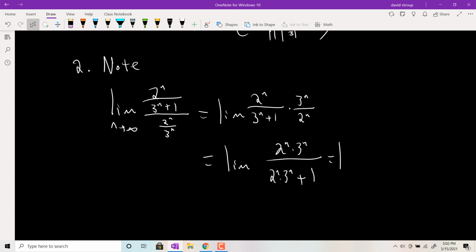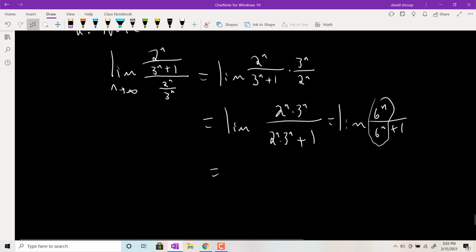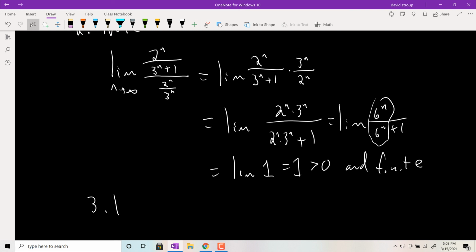If you'd rather, you can write that as the limit of 6 to the n all over 6 to the n plus 1. And then you can do one of these jobs. Even though it's not a polynomial, you could still play that game. And you'll just have the limit of 1, which will equal 1, which of course is greater than 0 and finite. Hence, both are convergent.